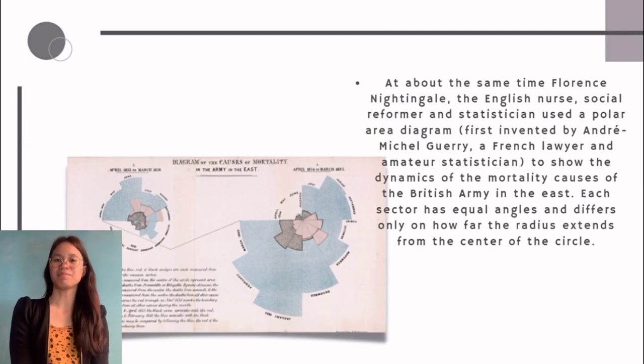At about the same time, Florence Nightingale, the English nurse, social reformer, and statistician, used a polar area diagram to show the dynamics of the mortality causes of the British Army in the East. Each sector has equal angles and differs only in how far the radius extends from the center of the circle.